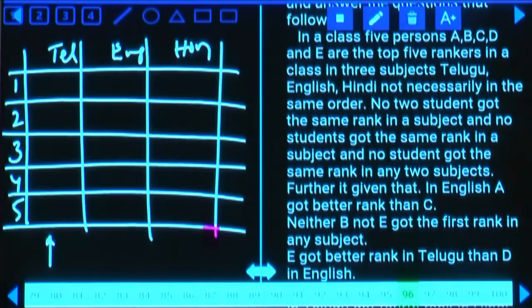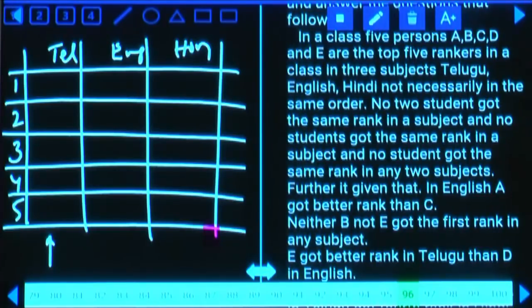Isn't it? That means no 2 students got the same rank in a subject. In one subject, no 2 persons are getting the same rank. That means each of these 5 persons is getting 5 different ranks. Hence, along the row wise and along the column wise, the persons must be different. Persons must not be repeated either row wise or column wise.